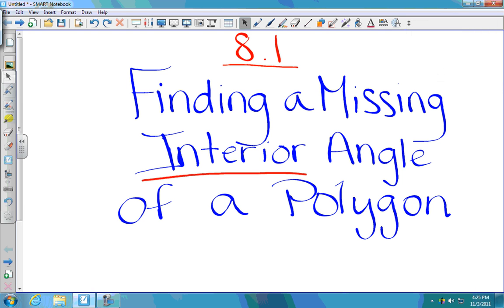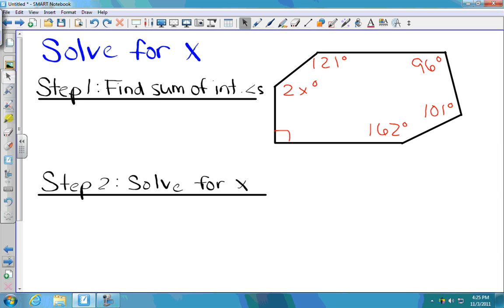All right, we are going to do a quick lesson on Chapter 8, Section 1, but we're only going to be talking about interior angles specifically, so that's why interior angle is underlined. So we're going to be finding a missing interior angle of a polygon. When we're talking about interior angles, we're talking about angles that are on the inside of my polygon.